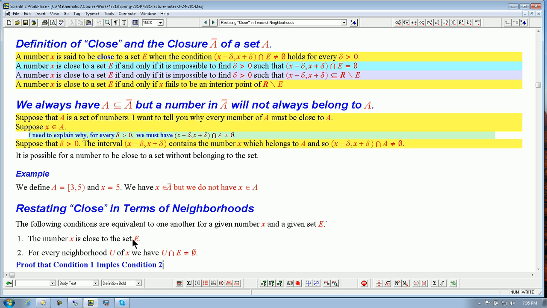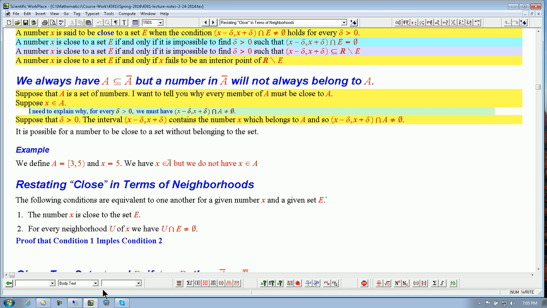Are you hearing me? But in a heading, where this is an if-then statement, that if condition 1 holds, then condition 2 holds. Do you understand? That's what this says. And now we're going to do that proof.